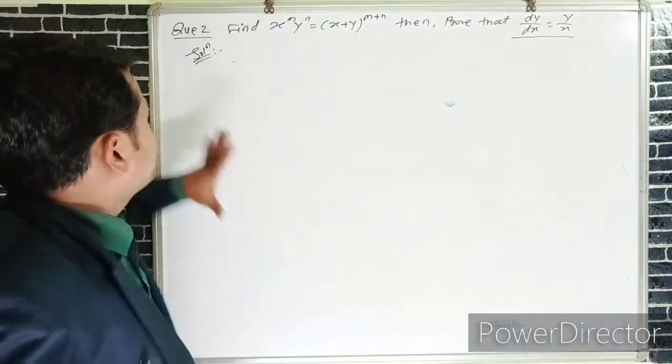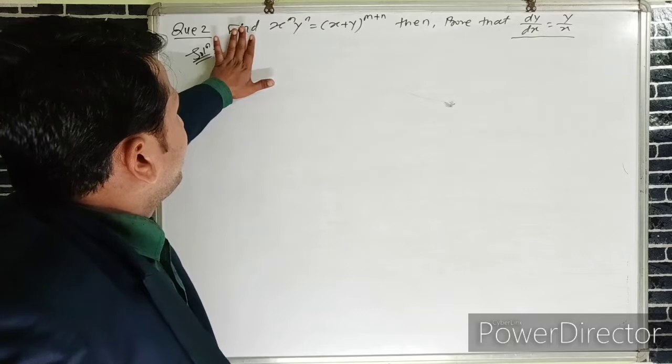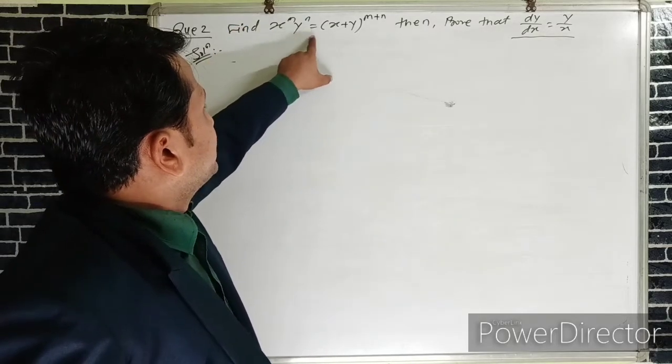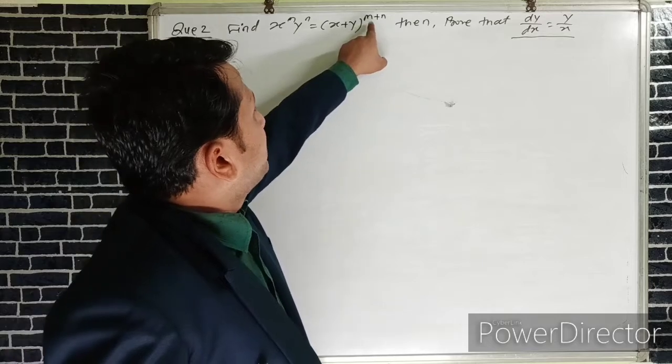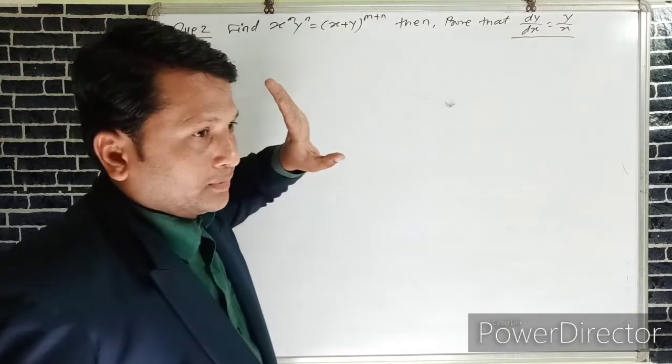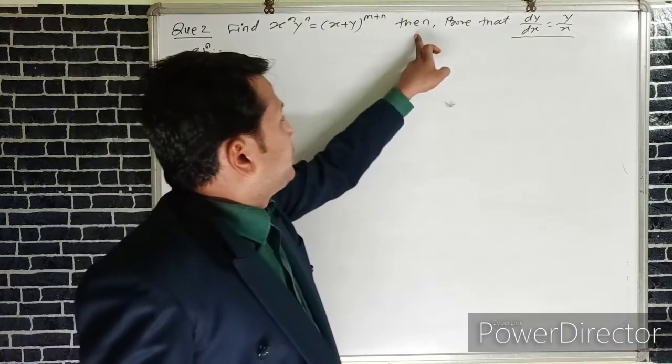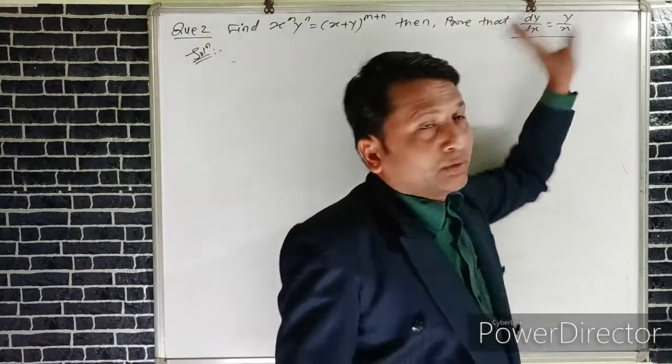Question number 2 is x raised to the power m into y raised to the power n is equal to x plus y whole raised to the power m plus n. If we find the value of dy by dx, then we prove dy by dx is equal to y by x.